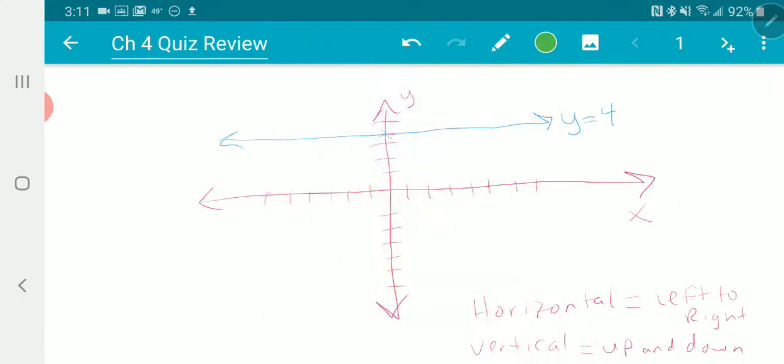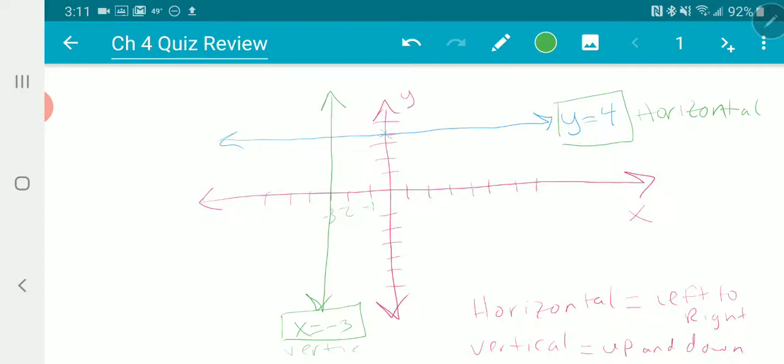Vertical lines are just as easy, except they don't cut through the y-axis, they cut through the x-axis. So in this case, I'm not going to label them with y equals, it's going to be x equals. And let's see where I cut through. In this case, I cut through at -1, -2, and -3. So this is x equals -3. And labeling horizontal and vertical lines is as easy as that. Again, horizontal is y equals, and vertical is x equals.